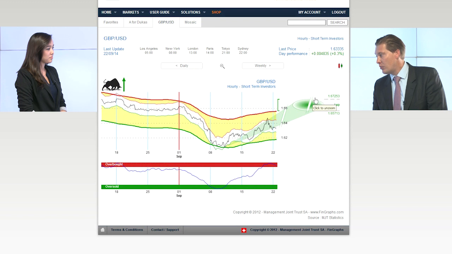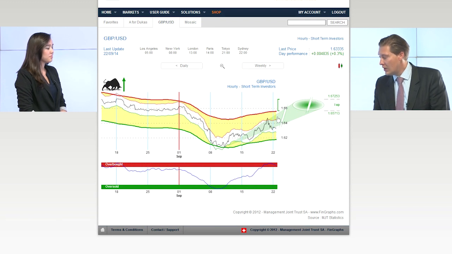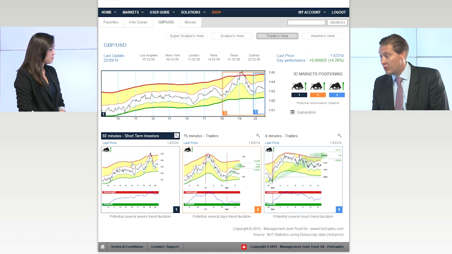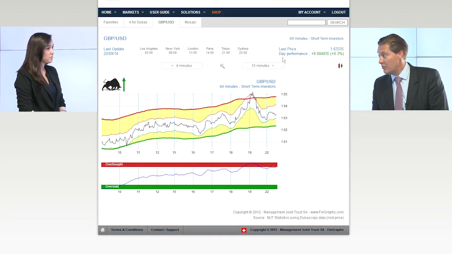It did make it into impulsive territory, but I'm always a bit wary when, within a relatively tamed price move, the risk index flies into the red overbought. So I would be more cautious here in calling this strong impulsive targets. And maybe here also the trader's view can give us some help. So pretty much neutral on the 60 minutes. It's a bull, but there's no targets.